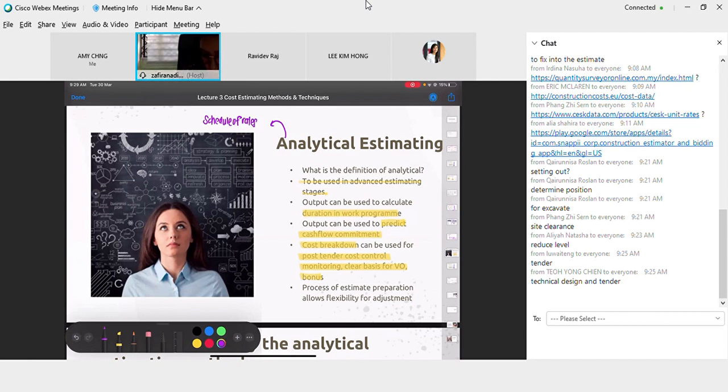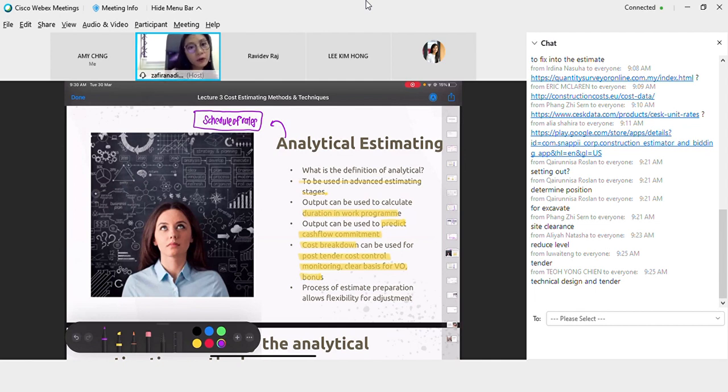Okay. Schedule of rates ni, I will not detail this because this is not the scope of the subject, tapi I just perkenalkan kat you just so you understand. Schedule of rates ni you boleh Google je, ada dekat dalam Google. So schedule of rates ni adalah satu jenis kadar harga yang kita janji and it's binded in the contract between the client and also the consultant and also the contractors.